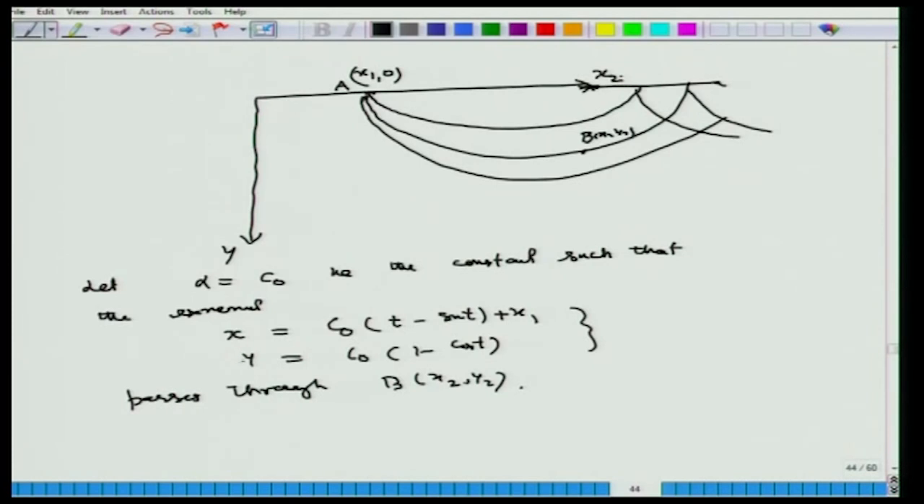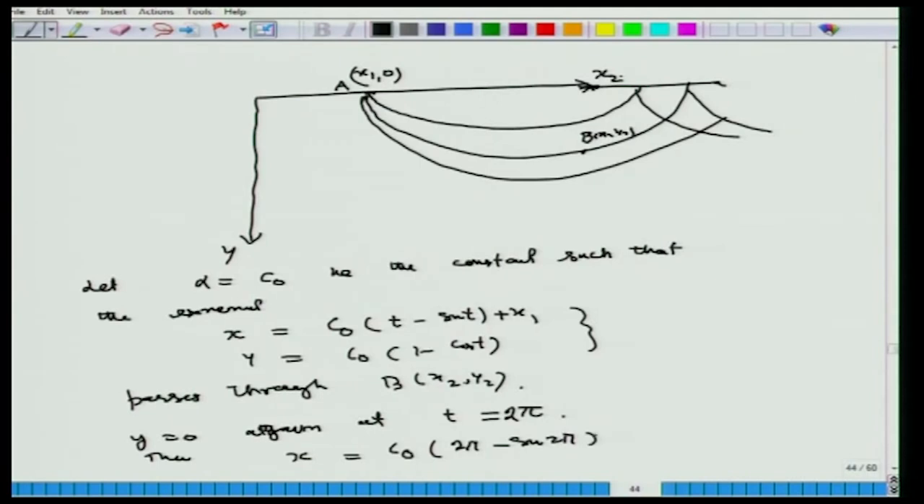So, that means we see that y will be 0 again at t equal to pi. And so, we see that because here we substitute t equal to 2 pi, then this becomes 0. And so, y equal to 0 when t equal to 0, where we are at A. So, y will be 0 again at t equal to 2 pi. And so, then x will be equal to C 0 into 2 pi minus sin 2 pi plus x 1. So, x minus x 1 must be equal to 2 pi C 0.